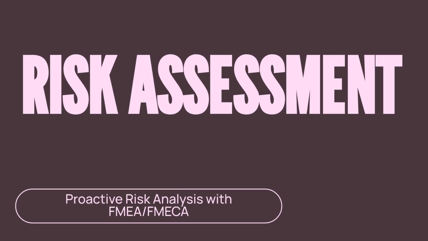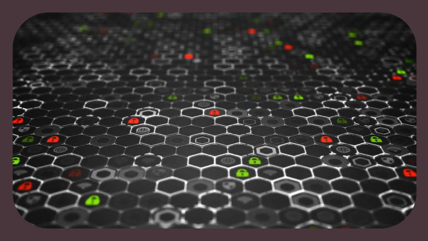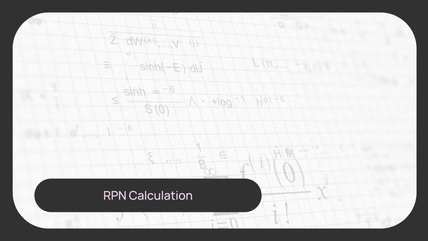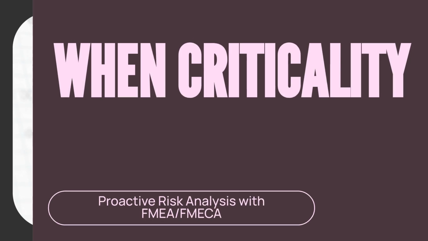Critical to this is the risk assessment with S, O, D, and RPN. Severity, occurrence, and detection. These define risk. Calculate the risk priority number, RPN, to prioritize actions.